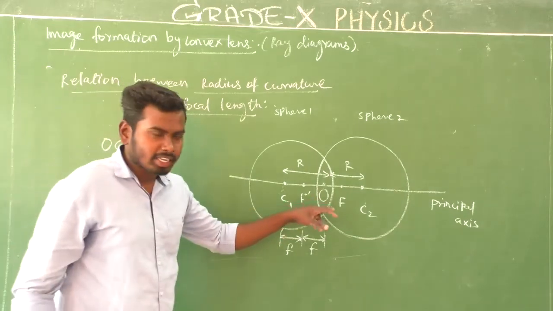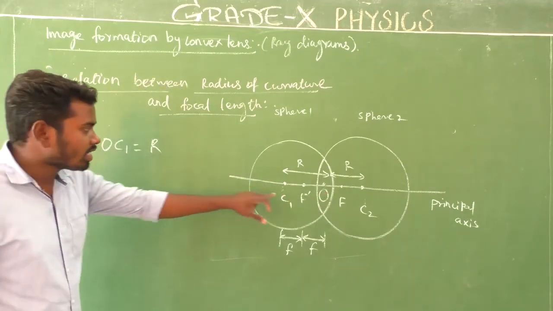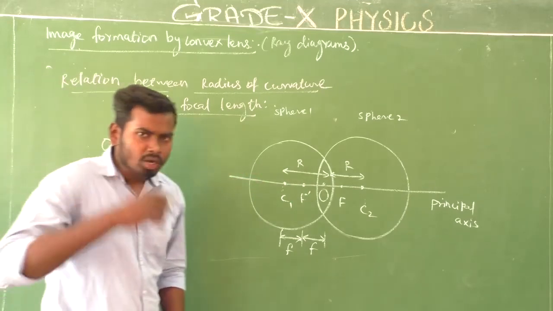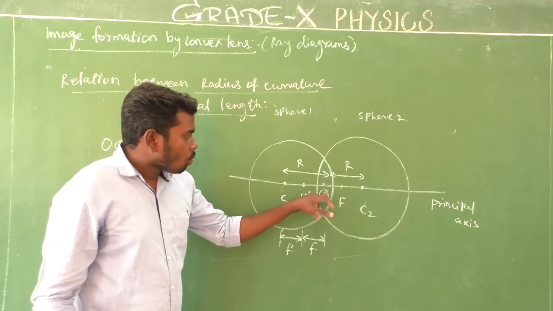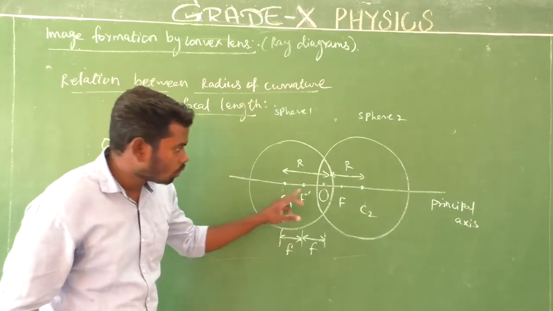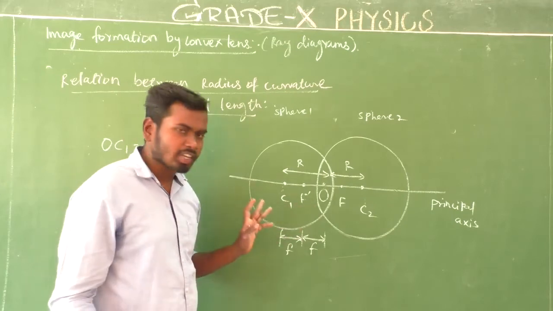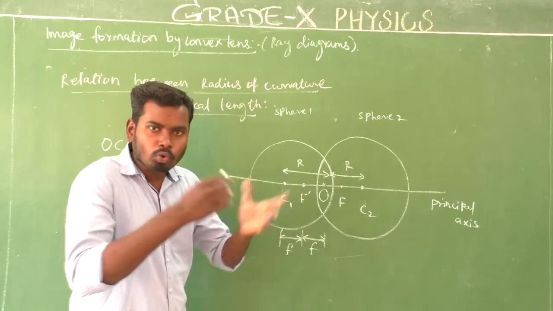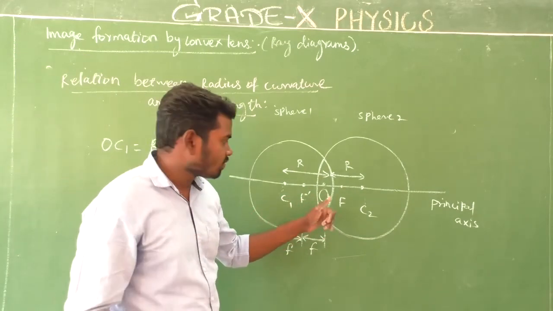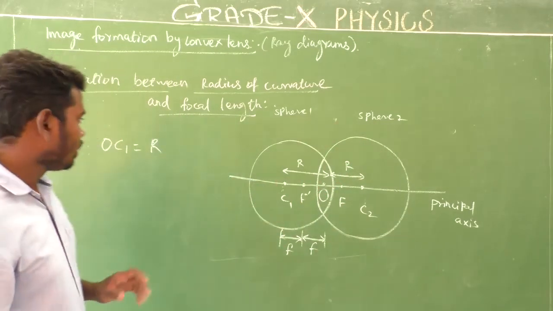Am I right? So the distance between the optical center and the center of curvature 1 is equal to the radius of curvature R. Yes. But look at here. This distance OC1, between optical center and center of curvature, is equal to OF dash plus F dash C1, because the sum of two distances, OF dash and F dash C1, is equal to the radius of curvature R. Am I right? Yes.